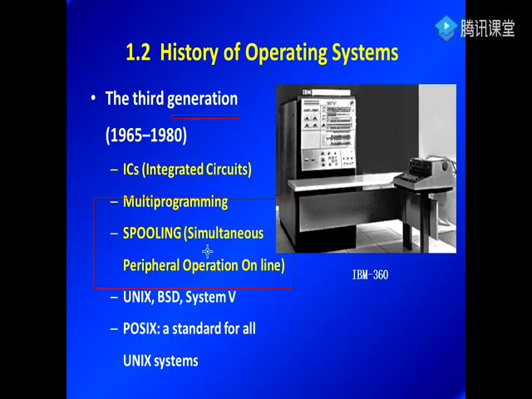It means simultaneous peripheral operation online. Online means we don't need two separate computers to handle the I/O operations. We can use this software to control the whole I/O operations on the same computer. On only this single computer, we just need to run some software called spooling to control the I/O operations for more than one program.